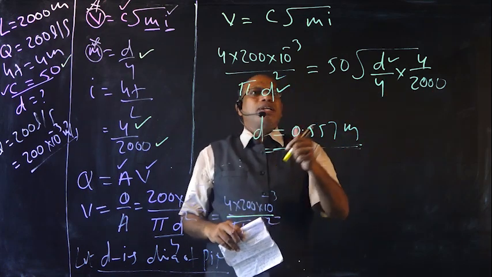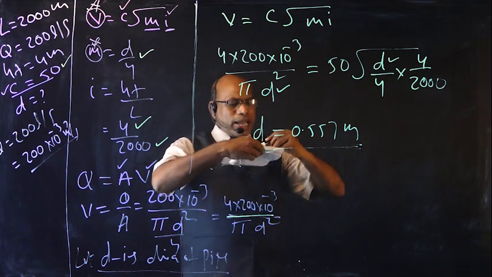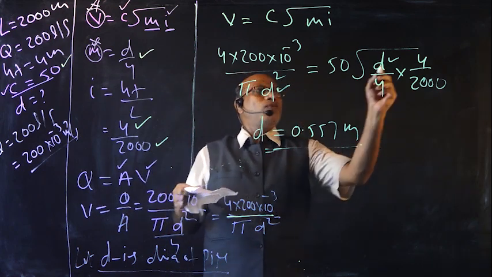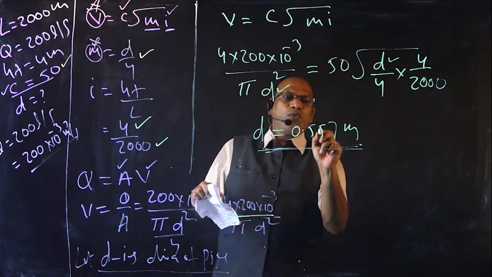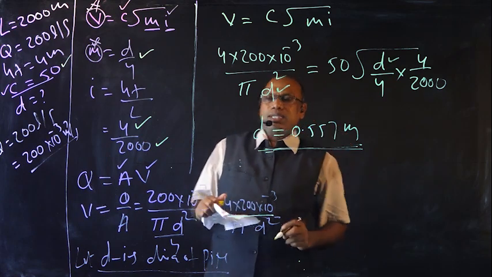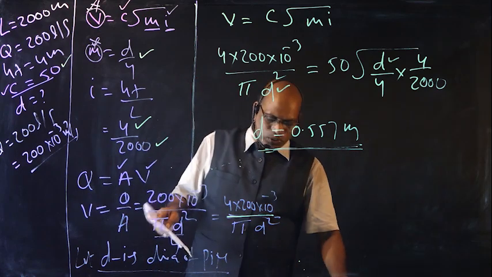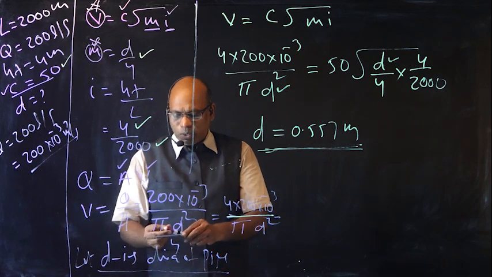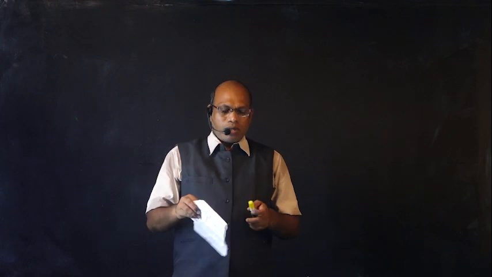In this equation, the only unknown is the diameter of the pipe. Finally, we have determined the diameter of the pipe. D is equal to 0.557 meters. Right. Now we are going to solve one more problem related to head loss due to friction by using the Chezy's formula. Now we are going to discuss one more problem.